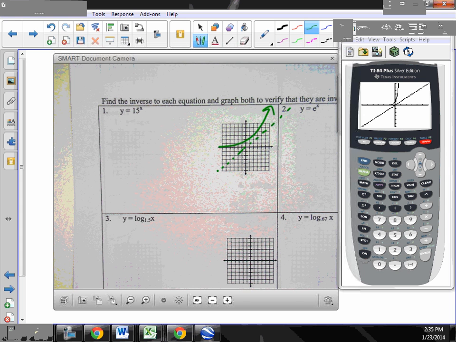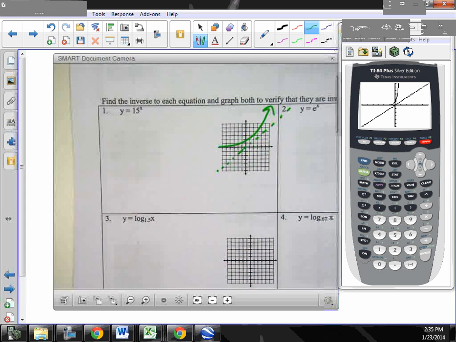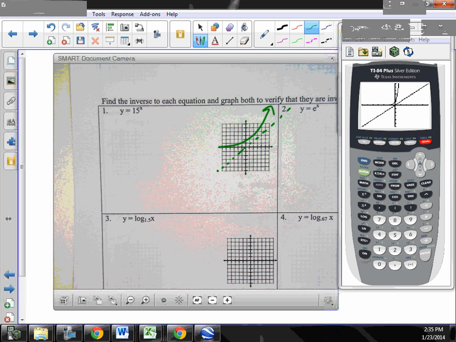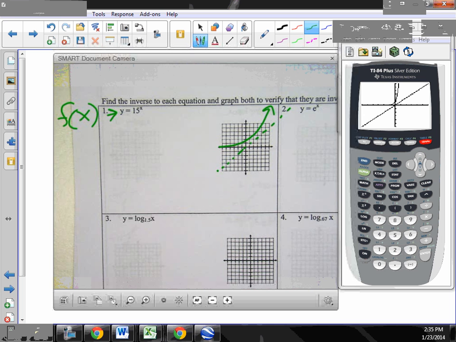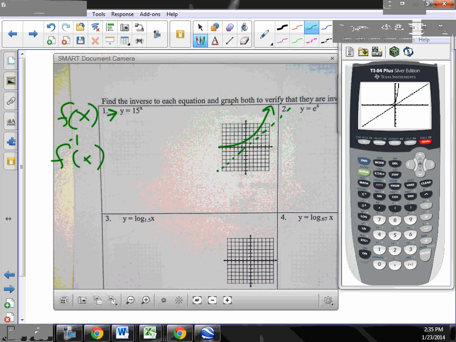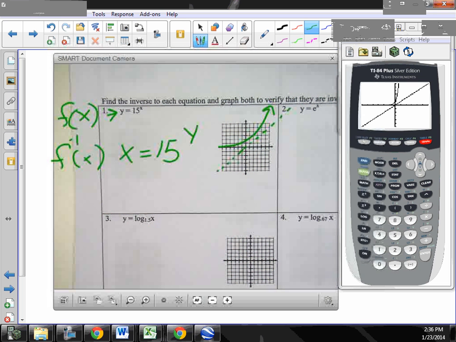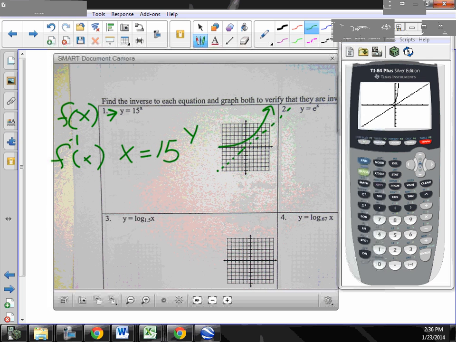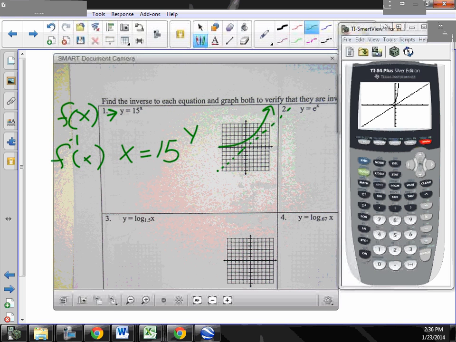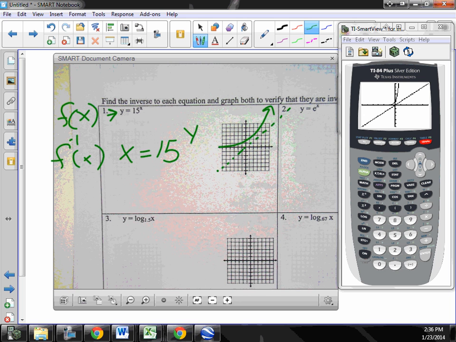There's a really easy way to do it. Switch the variables, and all the points will come along for the ride. So the inverse, this is f of x, right here. F inverse of x is represented by x equals 15 to the y. And that takes all the points and switches them for us. Okay, but now I can't graph it in this form. What do I need in order to graph a function? The y's got to be by itself.